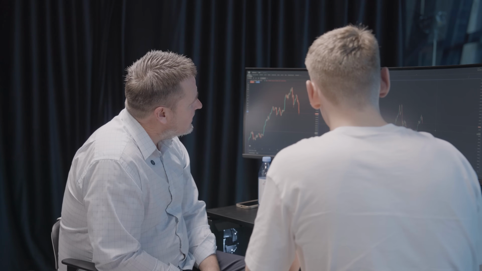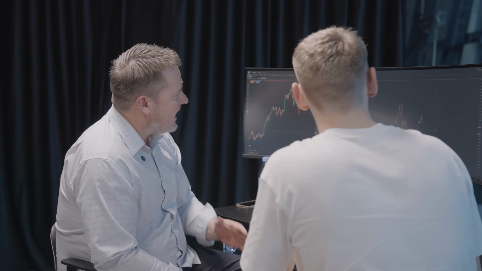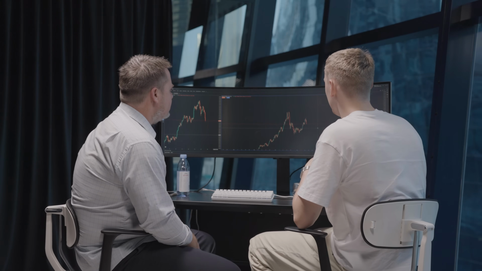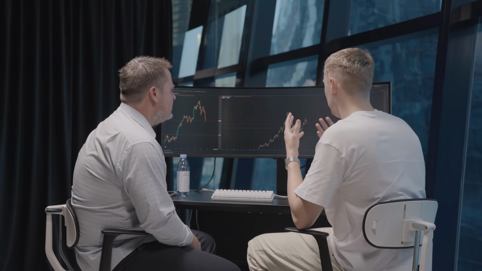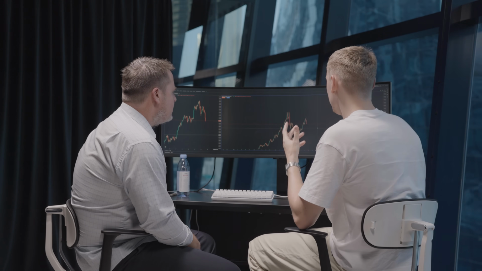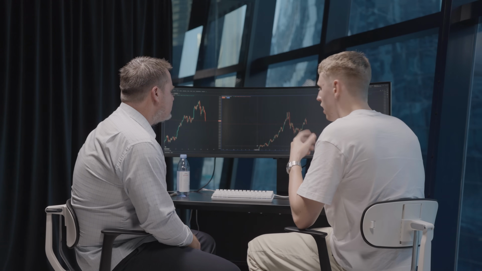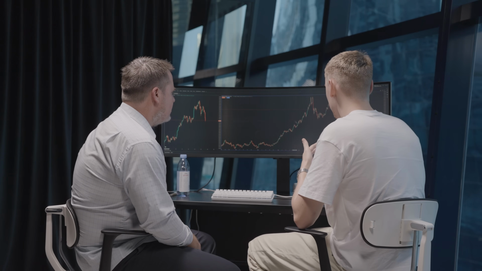It's gone up. And it's gone up again. It's gone up again. And then gone down. Yeah, and then gone up. So that's something we call market structure. Okay. So market structure is made up of highs and lows, really. So we can see it perfectly here.